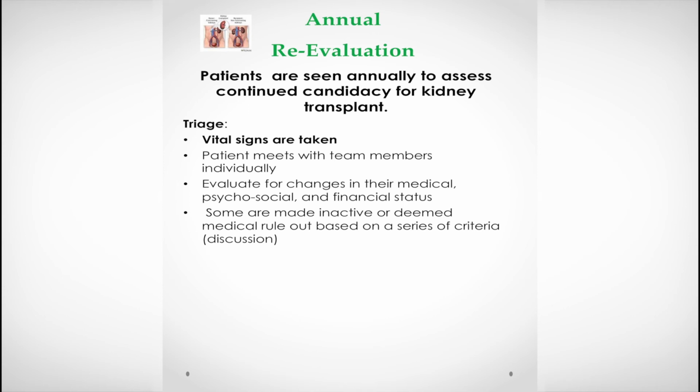After a patient has been put on the transplant list, we have what is called an annual reevaluation. They're seen annually to assess continued candidacy for kidney transplant. And it's the same process all over. They come to the clinic, they're triaged, and the process starts all over again, which is they have to do annual cardiac evaluation, other necessary testing that they need to remain on the kidney transplant list.